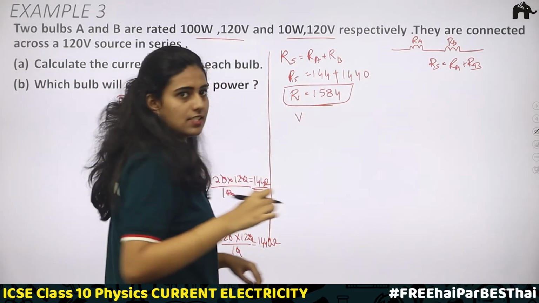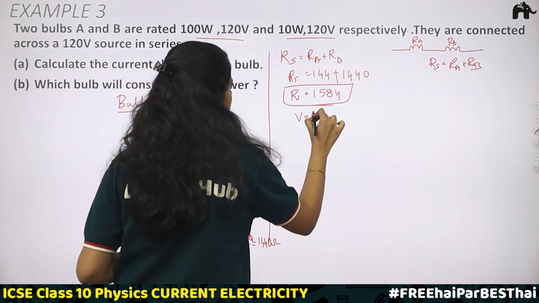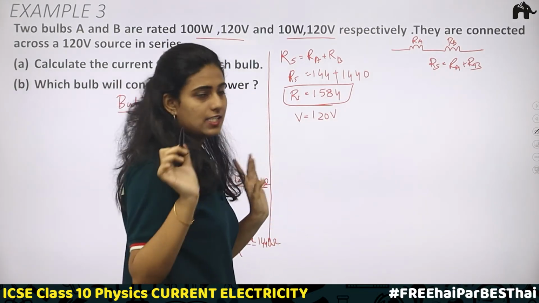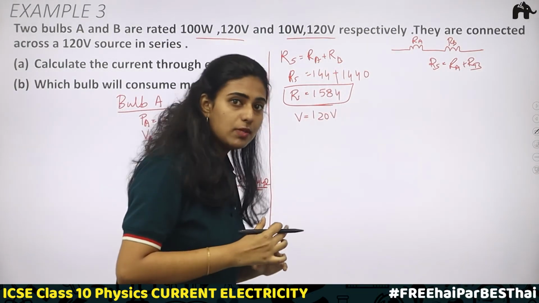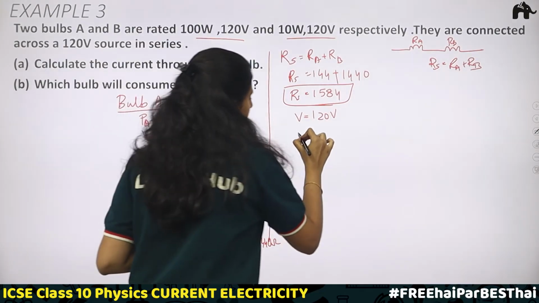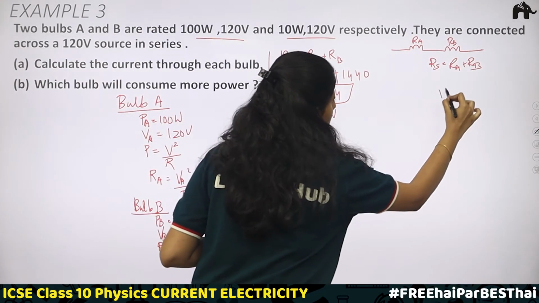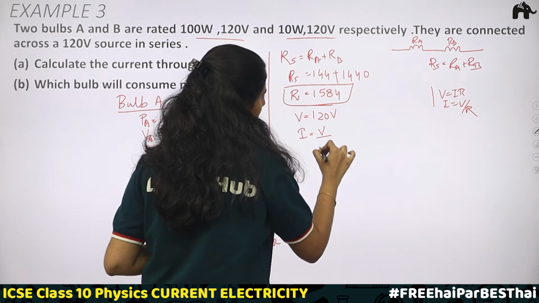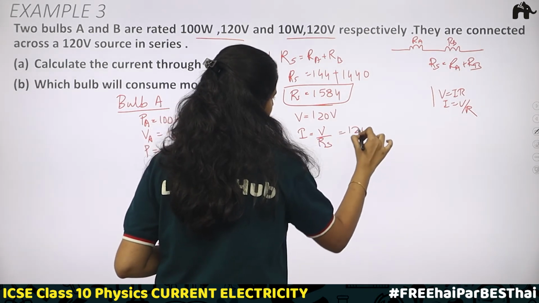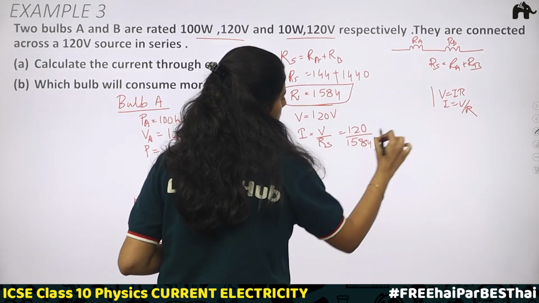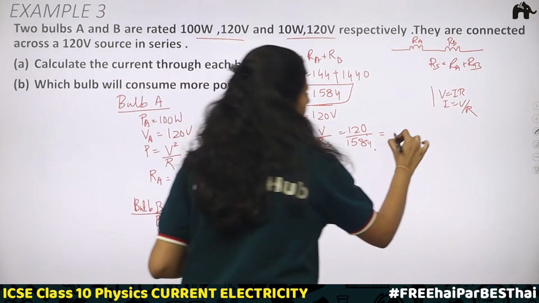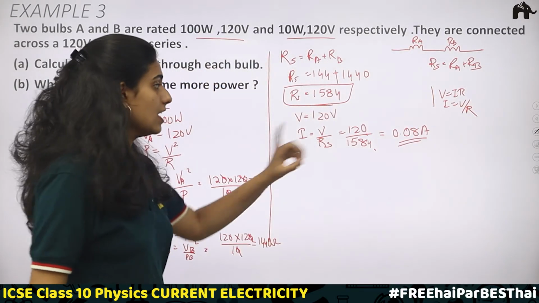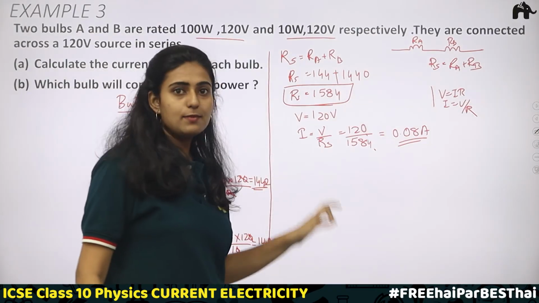We know the potential difference across the battery, which is 120 volt. The question is to find the current through each bulb. In each bulb, the current flowing will be the same because they are connected in series. Using Ohm's law, V is equal to IR, therefore I is equal to V divided by RS. 120 divided by 1584, when you calculate, you will get 0.08 amperes. So 0.08 amperes is the current that flows through both bulbs A and B.